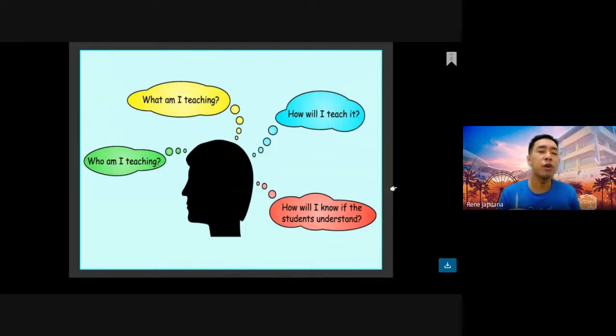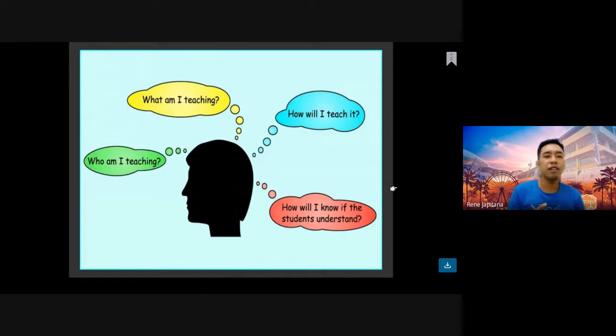What you are going to teach will also be based on the level of difficulty, and the strategy. Now, how are you going to teach? That's the strategy. The fourth one: how will I know if my students understand? So the level of understanding, the level of learning while you are teaching your students. How are we going to measure? How are we going to assess? So we will also be talking about measurement of learning and assessment of learning.